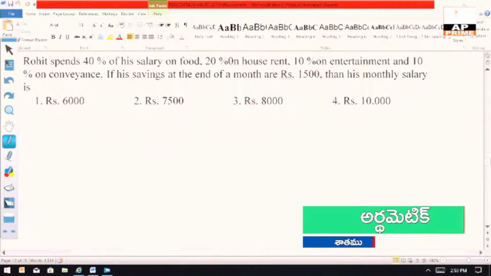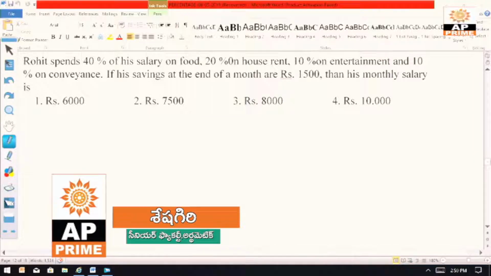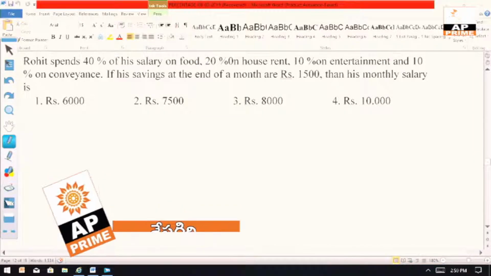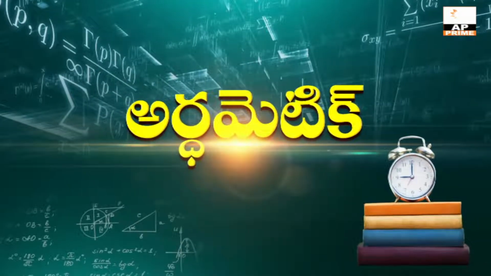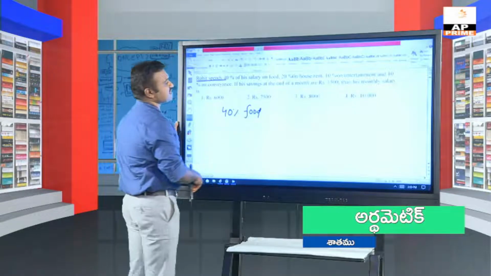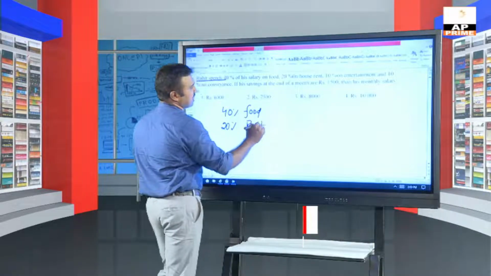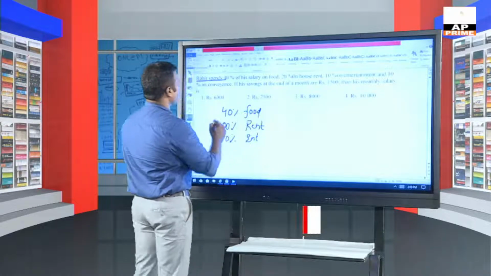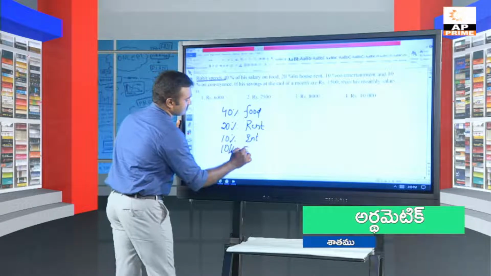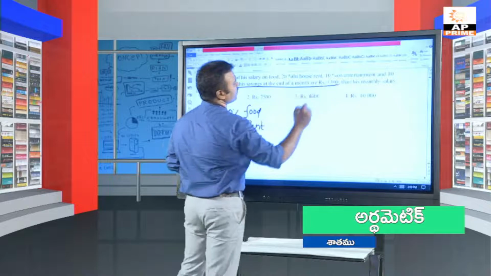Rohit spends 40% of his salary on food and 20% on house rent and 10% on entertainment and 10% on conveyance. If his savings at the end of month is 1500 rupees, then his monthly salary. అయితే రోహిత్ అనేవాడు 40% spend చేస్తున్నారంట దేనికి, food కి. నెక్స్ట్ 20% ఏమో rent basis లో ఇచ్చేస్తున్నాడు. నెక్స్ట్ 10% ఏమో entertainment కి ఇస్తున్నాడు. ఇంకొక 10% ఏమో conveyance కి ఇచ్చేస్తున్నాడు. ఇలా ఇచ్చేసిన తర్వాత వాడు మొత్తం 1500 save చేస్తున్నాడంట.